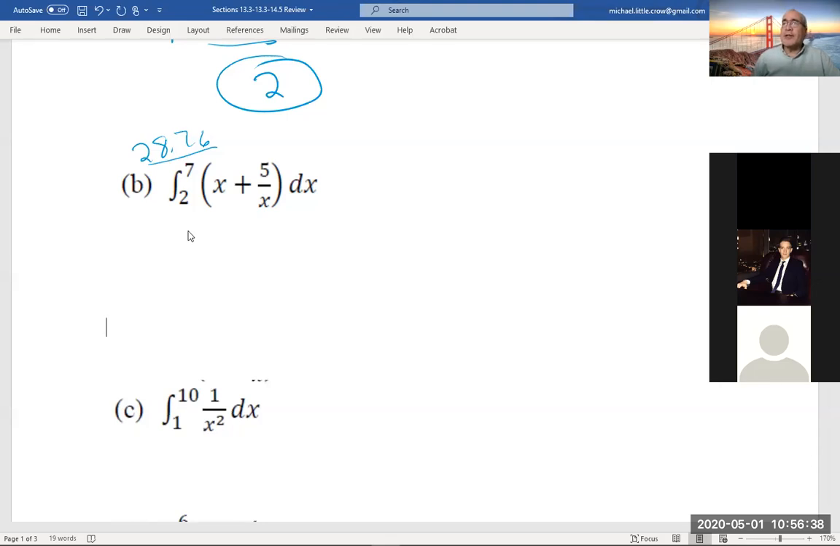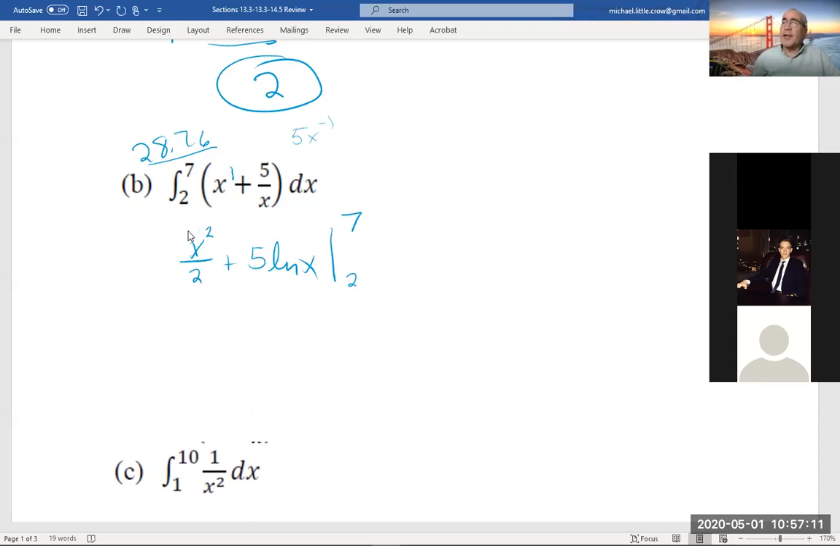So again, we integrate each piece. This is x to the first, so we get x squared divided by 2; we added 1 to the exponent and divided by that. This one is 5 over x, or 5 times x to the minus 1. Either way, it's going to integrate as 5 natural log of x. Then we go between 2 and 7. Let's get a little bit more room. So we first plug in the 7.